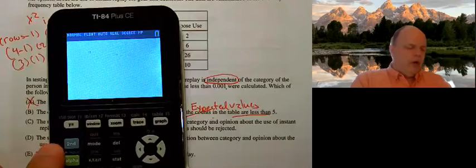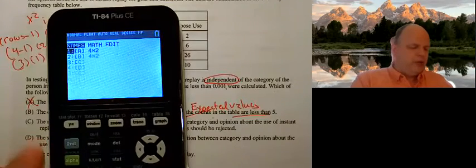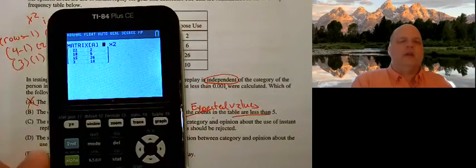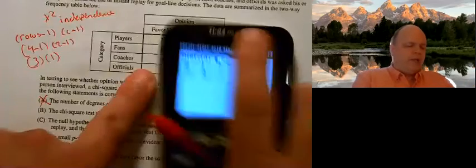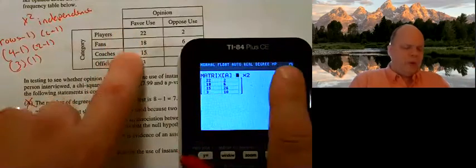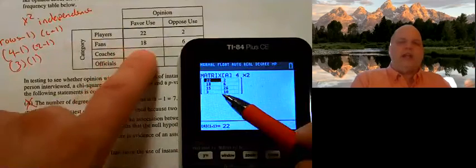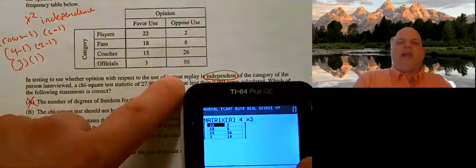All right, so I'm going to go second matrix, arrow over to the word edit. I happen to have a 4x2 matrix: 4, enter, 2, enter. And then I entered the data. All right, so I already have all that entered.